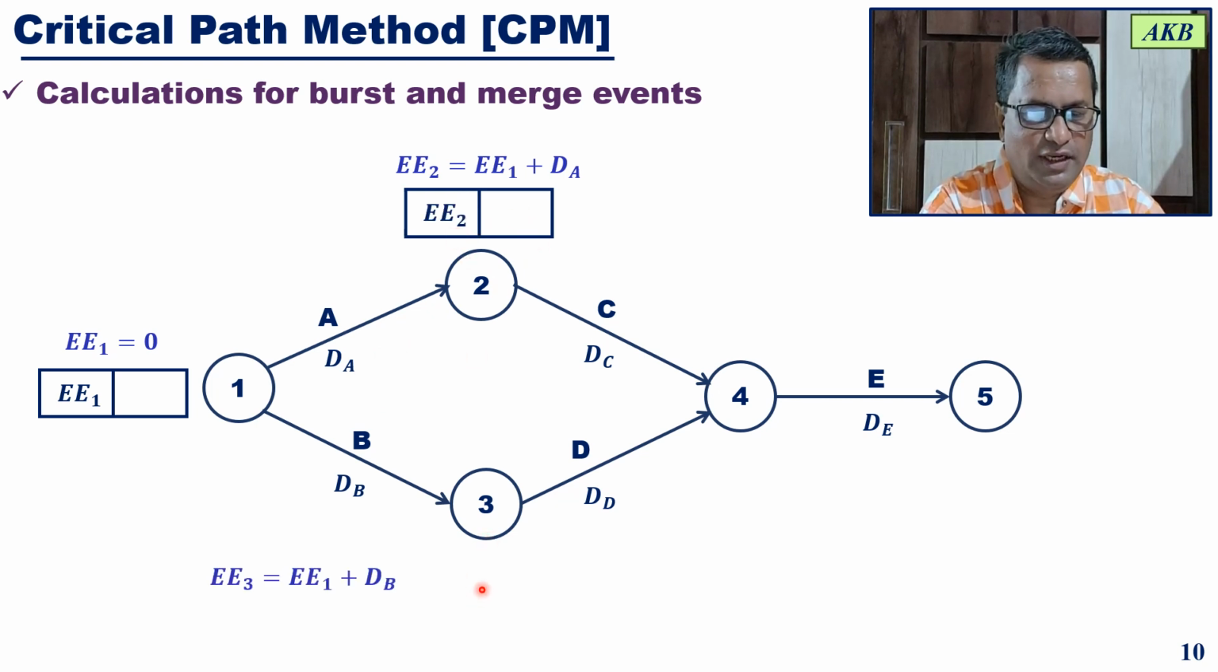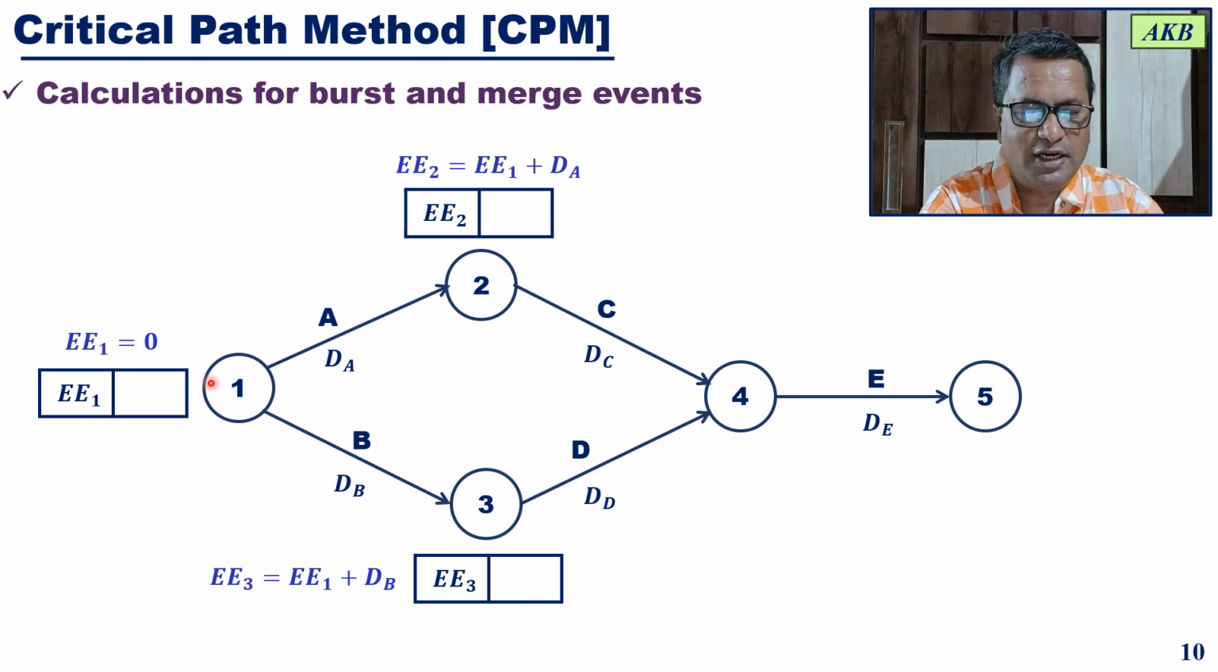Then for event 3, the earliest event time will be the earliest event time for event 1 plus the duration of activity B. So it will be EE3. We will be representing it this way: earliest event time plus duration gives the earliest event time.